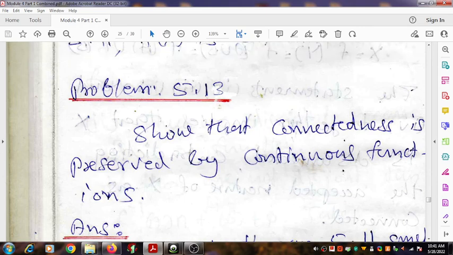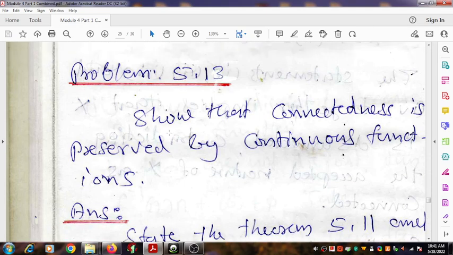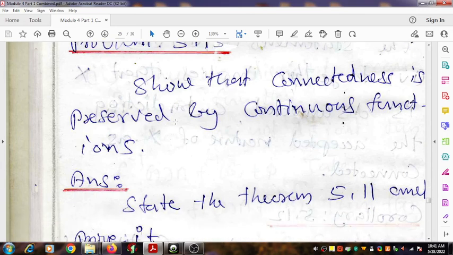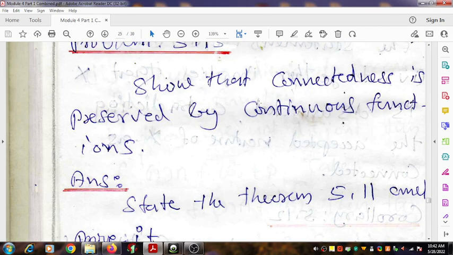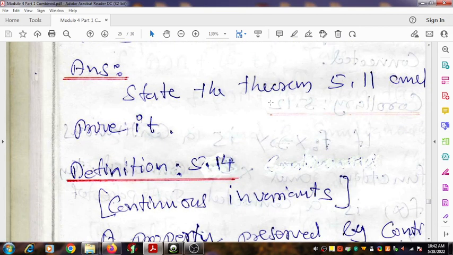See, suppose X is connected, and the function is continuous. If the function is continuous, and its image space is f of X, then the property of connectedness will be transferred to the image space. The image space here is f of X. So if X is connected, then f of X is also connected.